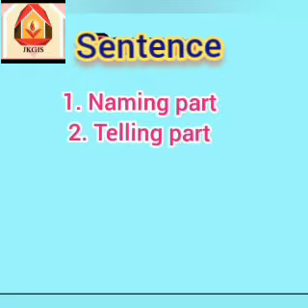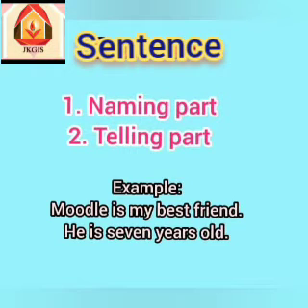Friends, in a sentence, there are two parts: naming part and telling part. Naming part tells who or what the sentence is about. Telling part tells what someone or something is or does. For example, Muddle is my best friend. He is 7 years old.